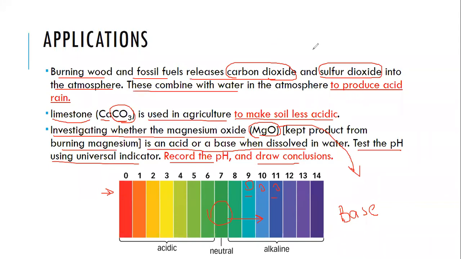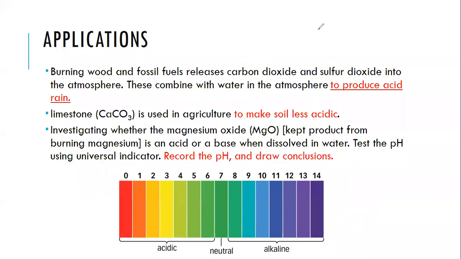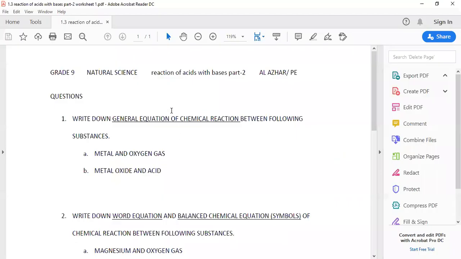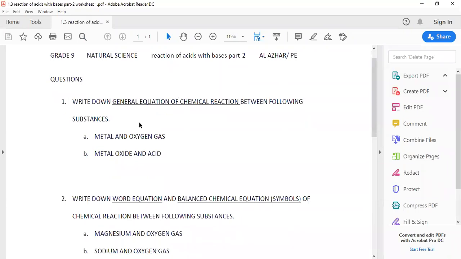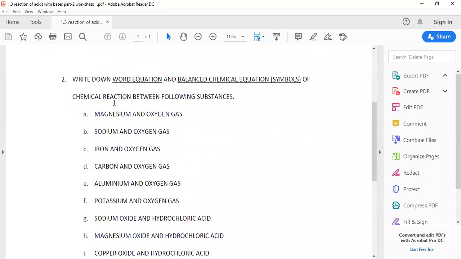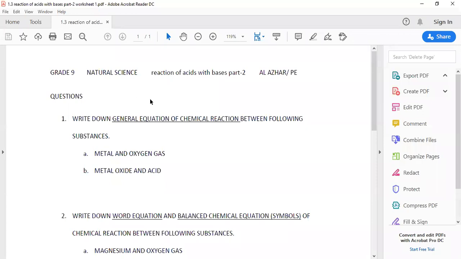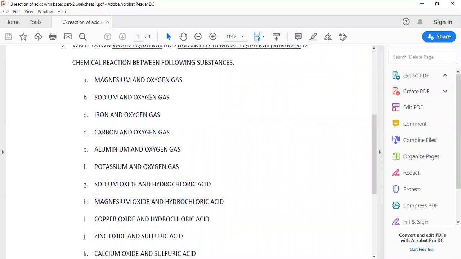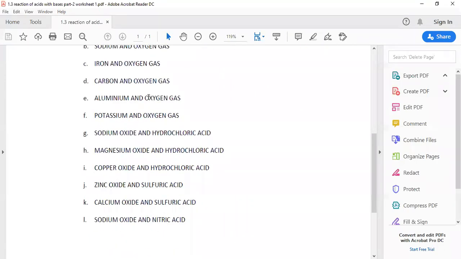Until next class, I just want to show you something. Please look at your screen. This is the stuff that I'm going to share with you. Today this is worksheet 1, reactions of acids with bases part 2. Try to answer these questions, and next class I will do a quick revision of what we discussed today, and then we will answer these questions together. This is your homework until next class. You can answer these questions in your notebook, and we will check your answers in the next class.